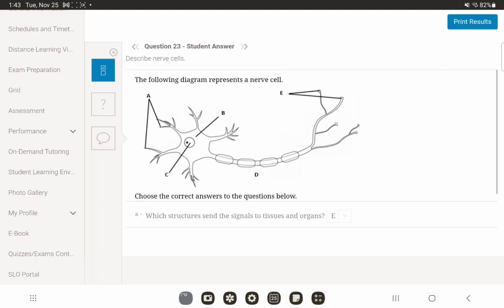Also, these are called dendrites. These are called axon terminals. And then this is called axon. And right, like I said, B is the cell body.